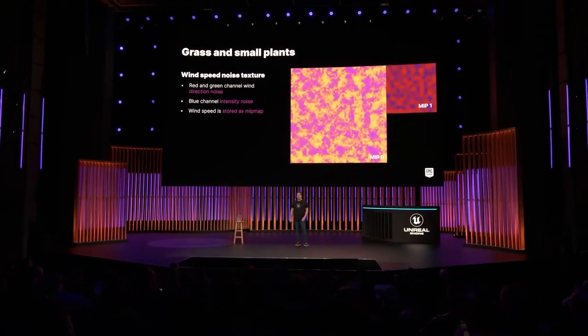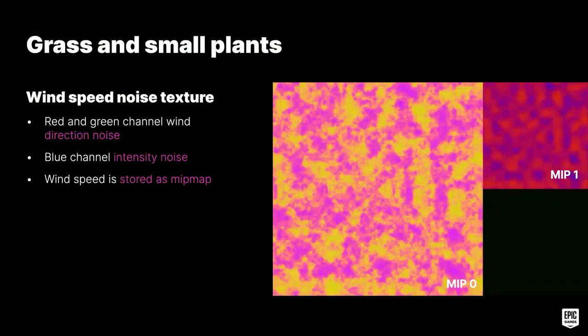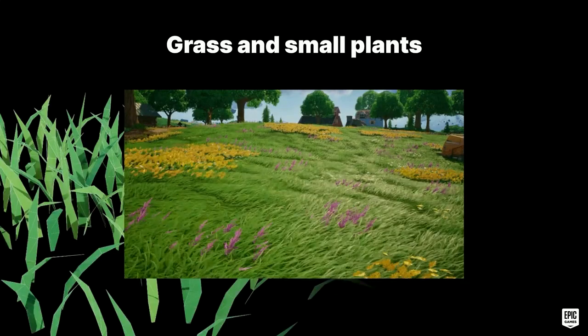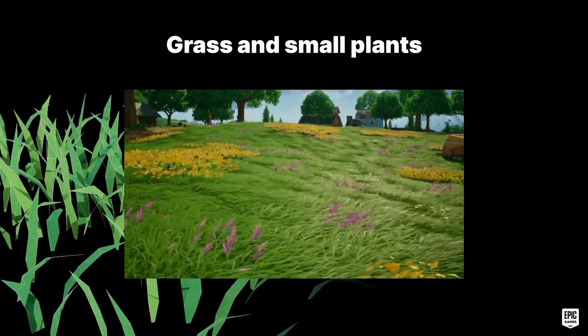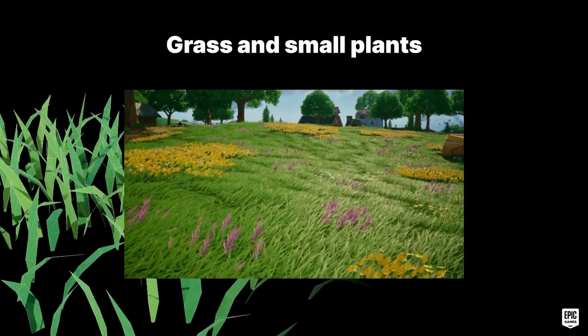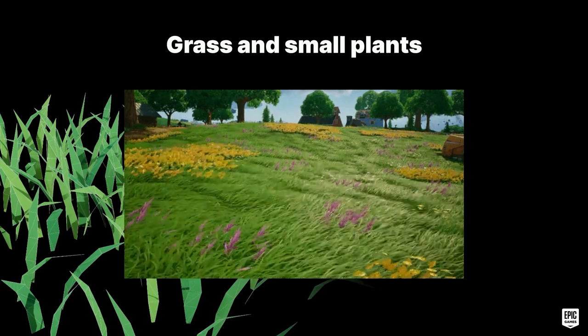We also optimized our wind speed and noise textures. In the red and green channel, we store a directional noise for the wind. And in the blue channel is an intensity noise. Then we store the wind speed itself as a MIP map. This allows us to blend between different wind speeds just by blending between these two MIP maps. And the result is really high detailed grass, where each blade is modeled, and we have nice animations.